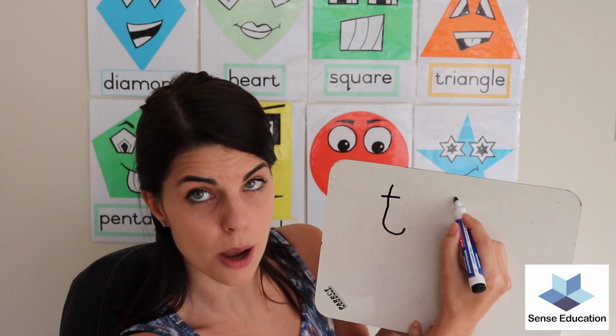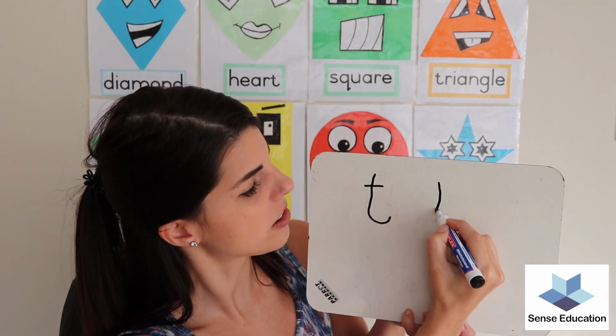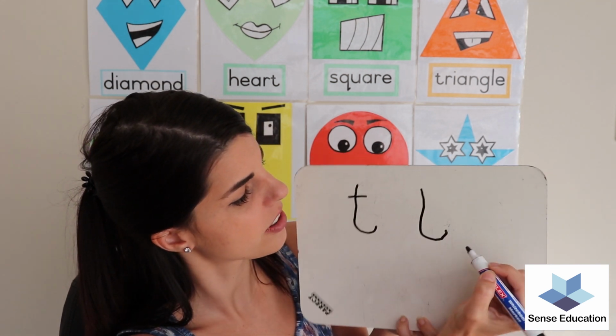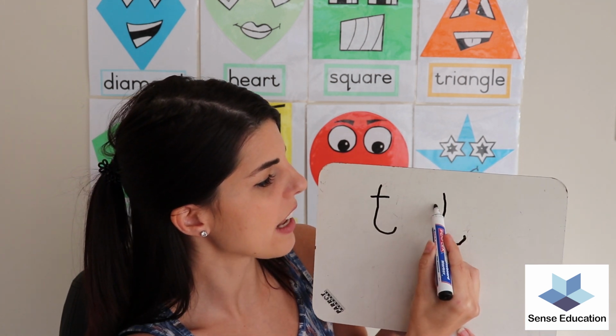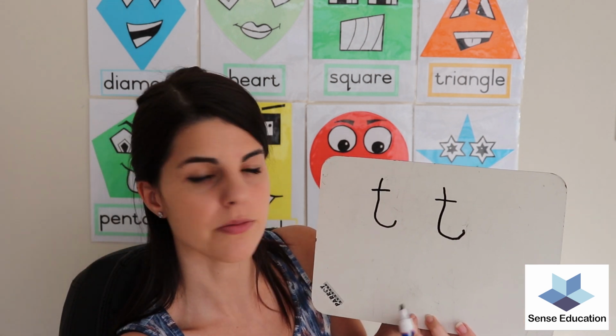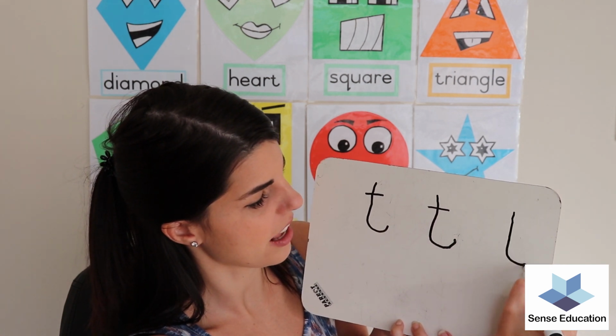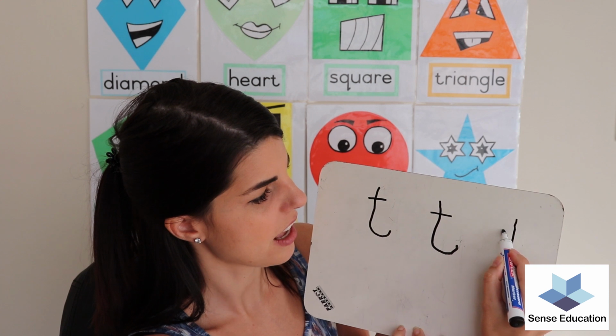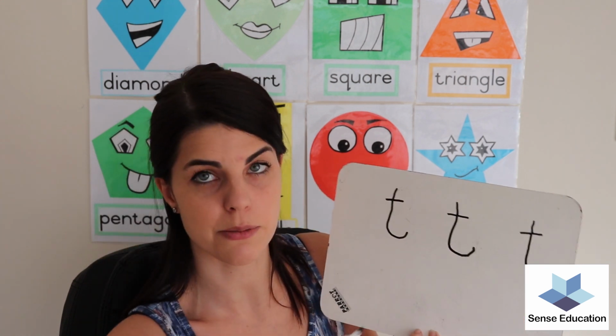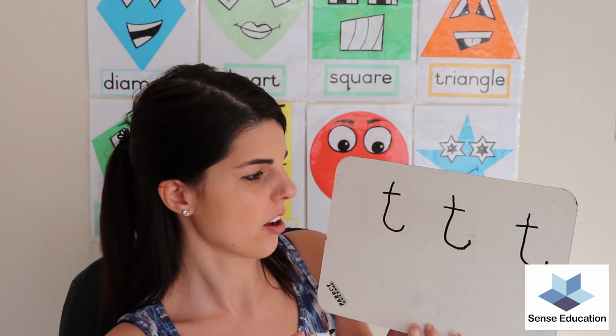I'm going to start at the top and down and curve. And then we're going to make a line across. Try it again, down, and a little curve to the right, and a line across. You see, I picked up my hand once. And now let's see you try your T sound.